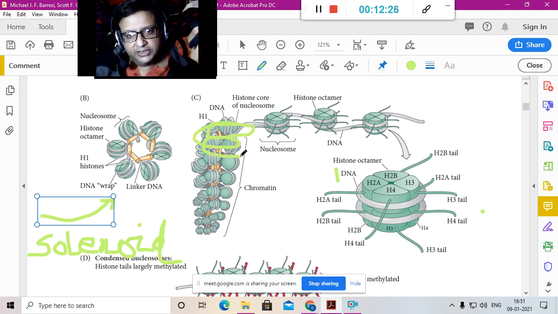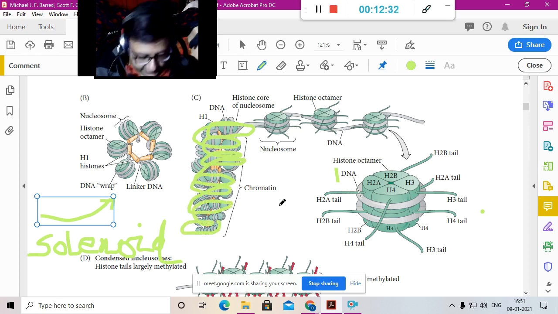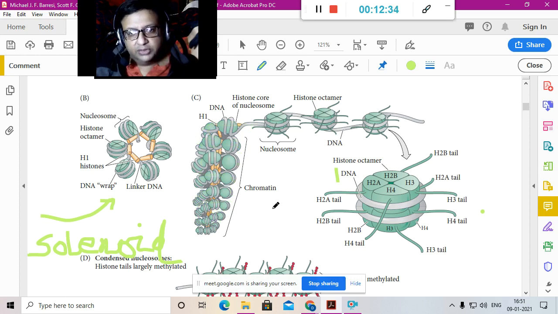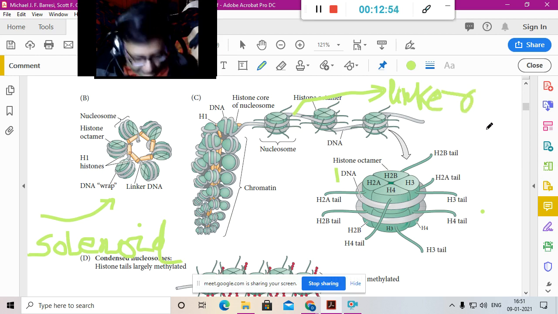This is a solenoid, and another solenoid, another solenoid, another solenoid. So they are organized like this. So this is how the basic packing takes place. And you can see these are the nucleosomes. This region in between is the linker region.